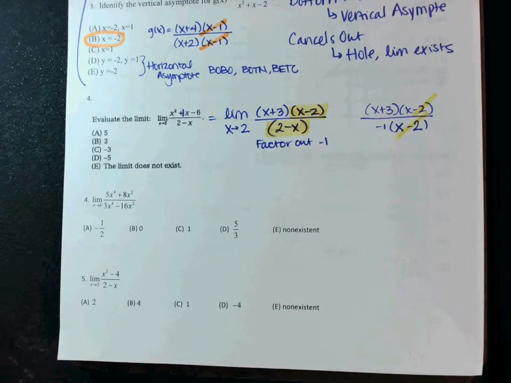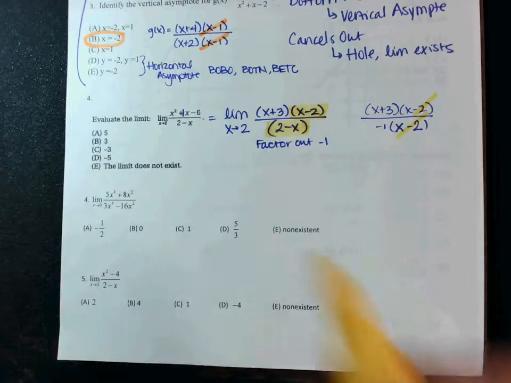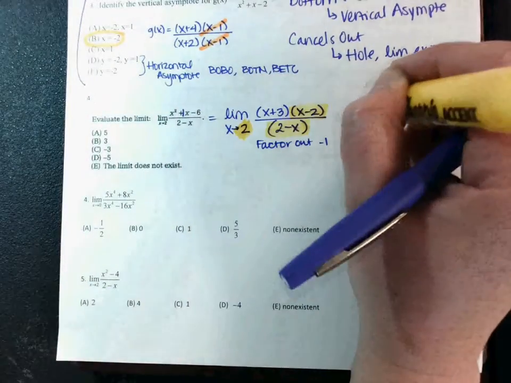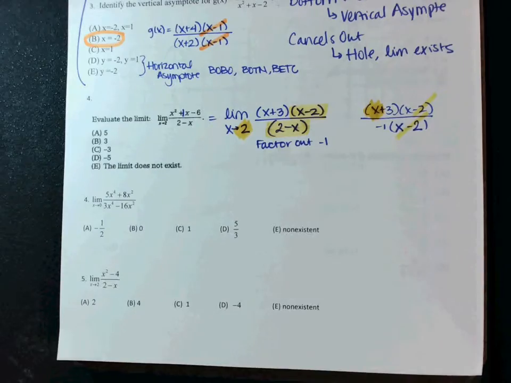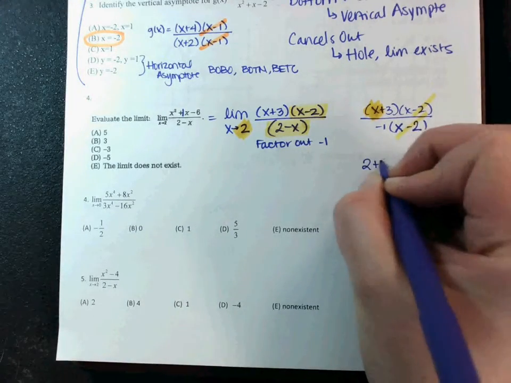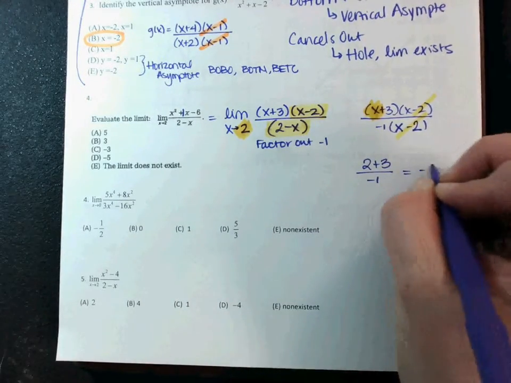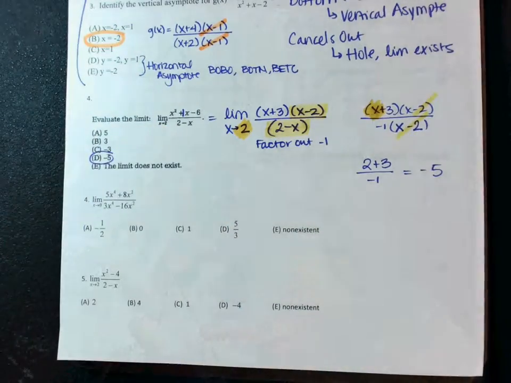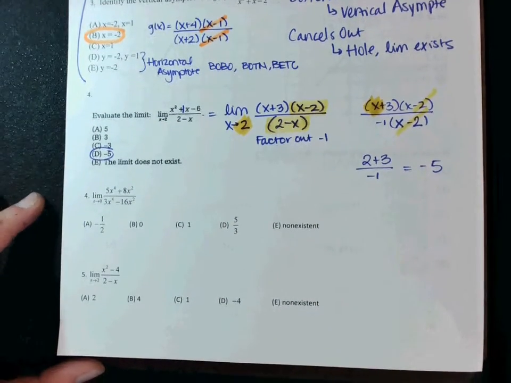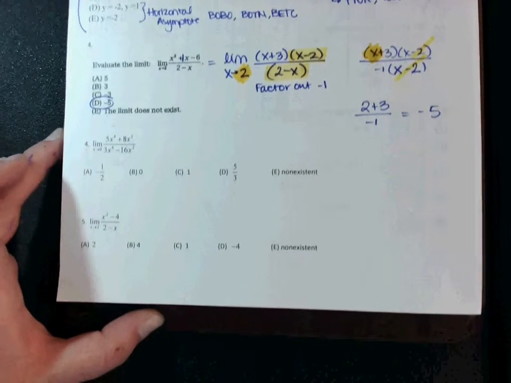And then what was x approaching? 2. So then I would take my 2, plug it in here. 2 plus 3 is how many on top? 5. And then over negative 1 is negative 5. Good. Does it matter whether you factor out the negative on the bottom or the top? It does not matter. Okay?